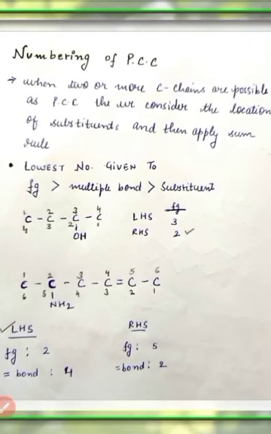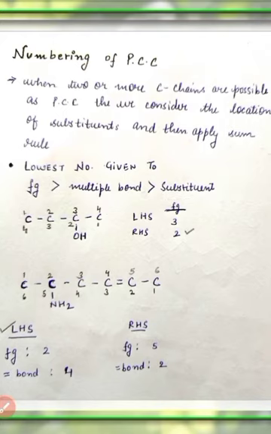Now, after selecting the parent carbon chain, we have to number the carbons in the parent chain. So our next topic is how to number the parent carbon chain. While numbering also, the priority order is functional group, multiple bond and substituent. Meaning the functional group should get the lowest position while numbering.